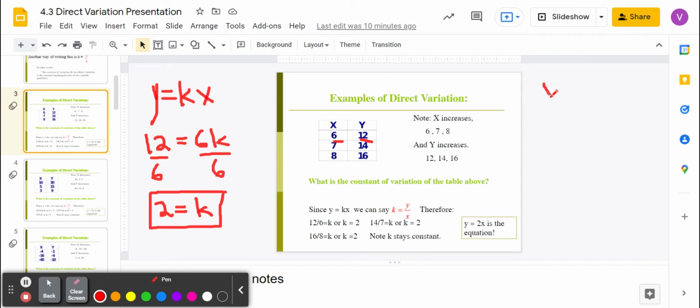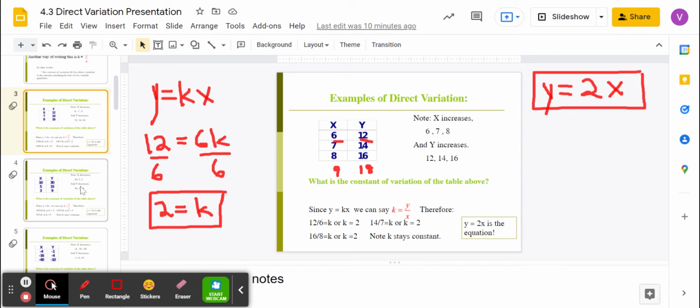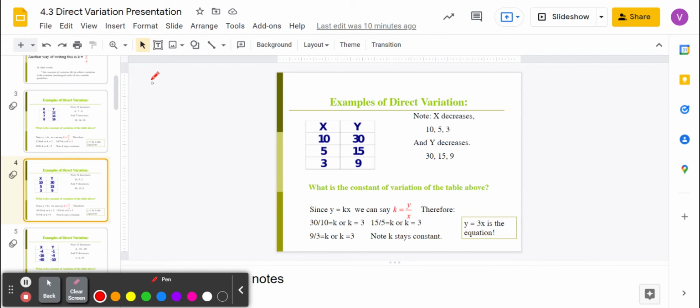If you go back to your original equation, if k is 2, this is your line: y = 2 times x. Whatever x is, this is your rule: you multiply it by 2 and you get your y. So 7 times 2 is 14, 8 times 2 is 16. If we had 9 for x, your y would be 18. These are all proportionate to each other. That's your rule.